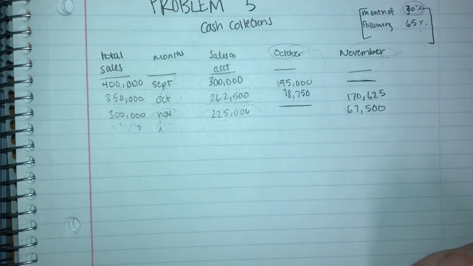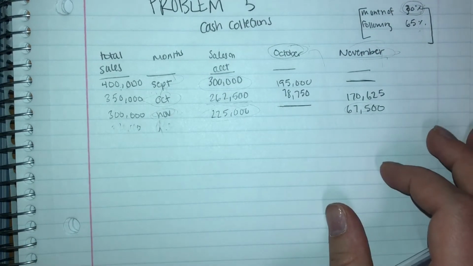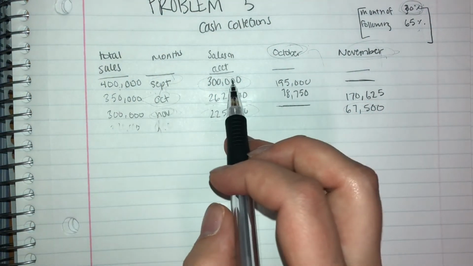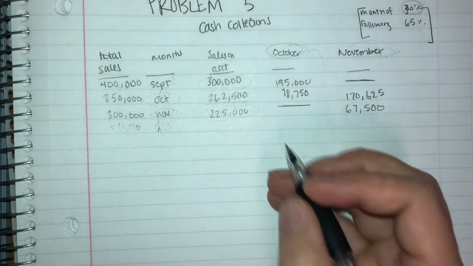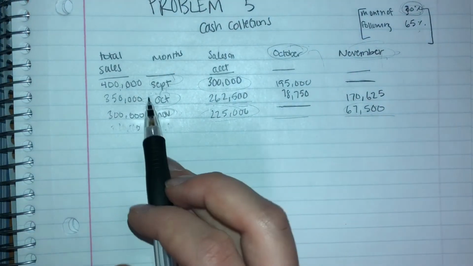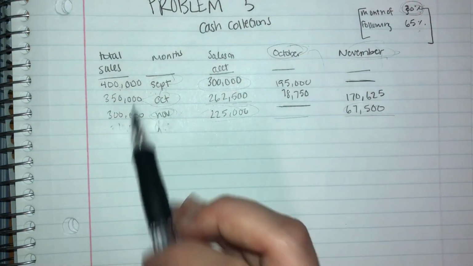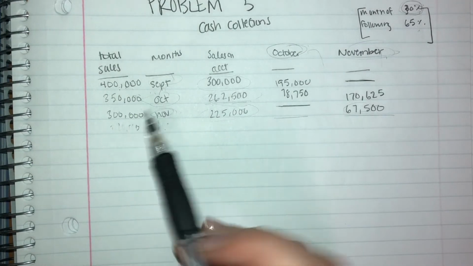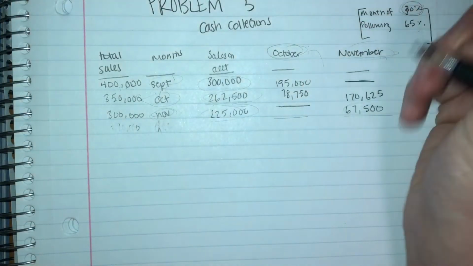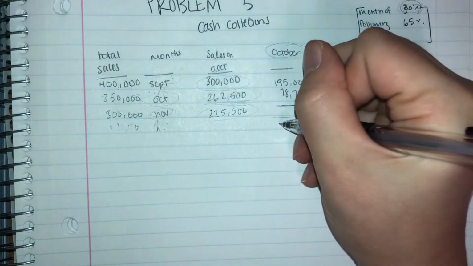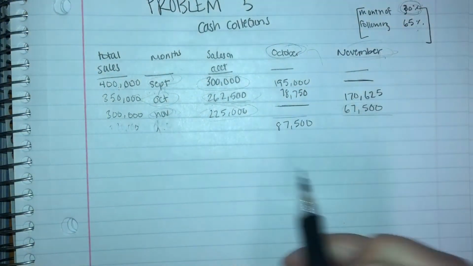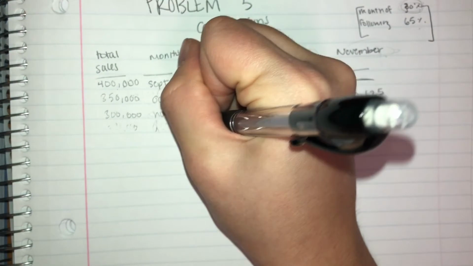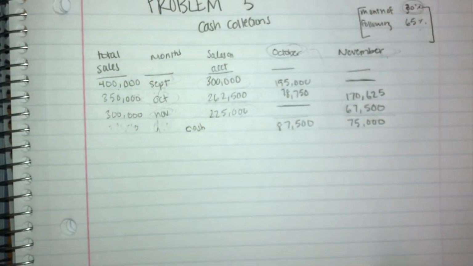Okay, so are we done? Do we just sum these up and we're done? We're actually not, because the cash collections that we made, the 25% that reduced this into sales on account, are actually going to be part of our collections in October and November. So what I would do is reduce 350,000 by 262, or you can multiply this number by 25%, whatever works for you. The difference between these two numbers is 87,500, and the difference between these two numbers is 75,000. So that's the cash I collected, the actual cash.